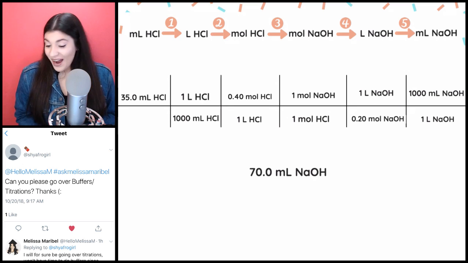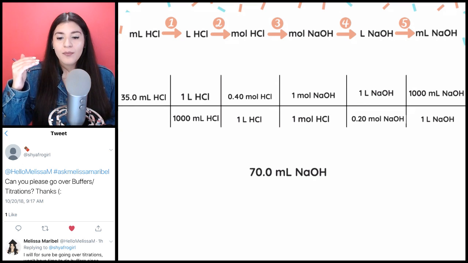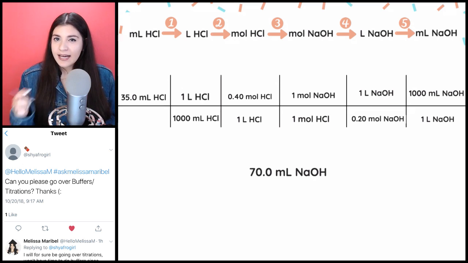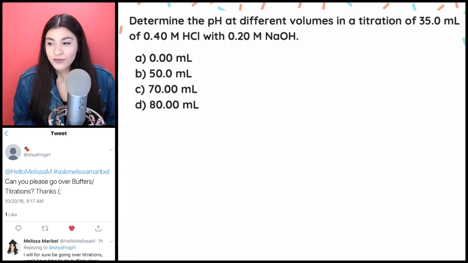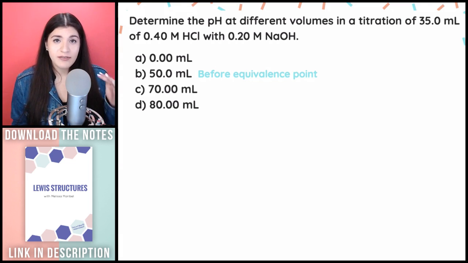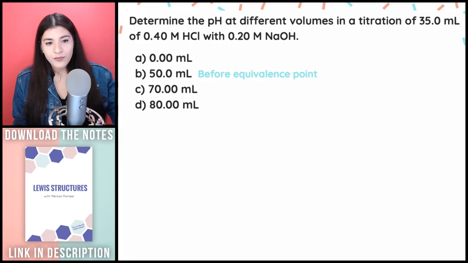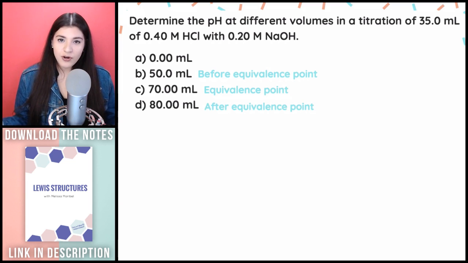So why is that helpful? That's going to be helpful because let's go back to the question and then we'll be able to see what our equivalence point is, and I'll explain a little bit further what everything means. All right, so we know that our equivalence point is 70 mL, right? So that means I know that part B, the 50 milliliters, is before equivalence point even hits. So I know, okay, that's before equivalence point. Our 70 mL is our equivalence point. And then anything after that is after our equivalence point.